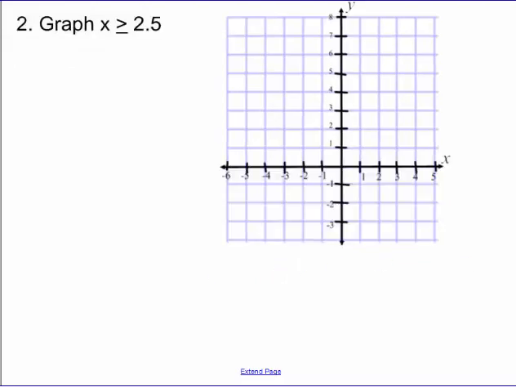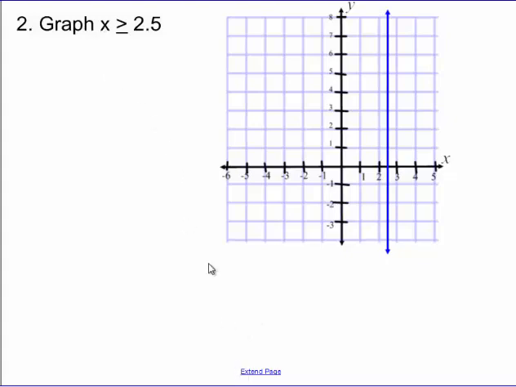Last example, graph the inequality x is greater than or equal to 2.5. Since we're using the x variable, we go to the x-axis, find where x is 2.5, and draw a line going through that 2.5 on the x-axis. When you draw that line, you want to be aware of whether you are using a solid or dotted line. In this case, there is an equals under the inequality, so we are going to use a solid line going through 2.5, and then we want to shade.